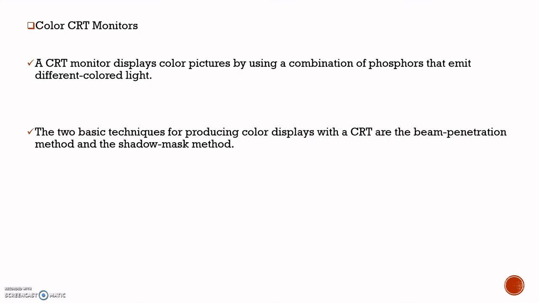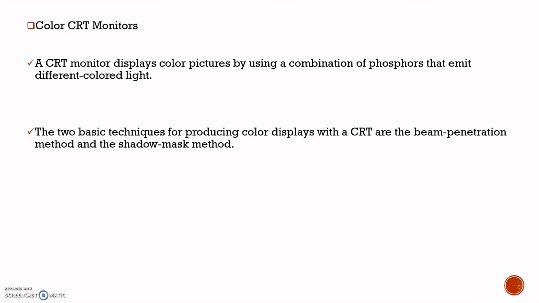A CRT monitor displays color pictures by using a combination of phosphors that emit different colored light. So we'll have a combination of phosphors having different colors. Let's see how it works. By combining the emitted light from the different phosphors, a range of colors can be generated.